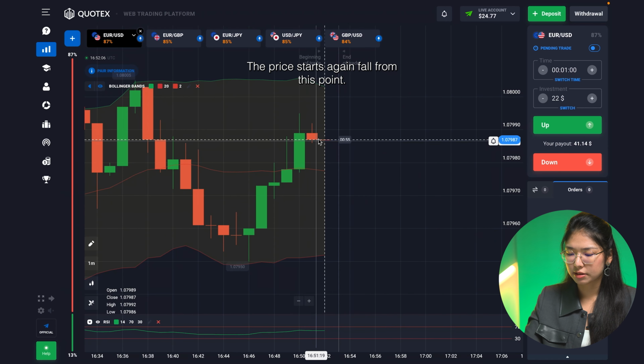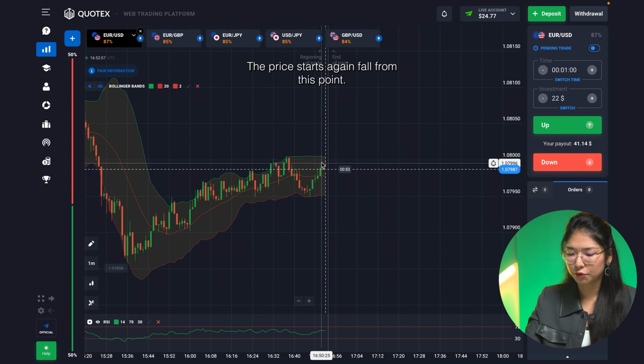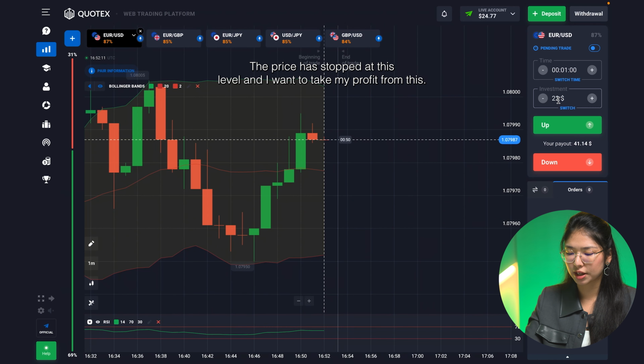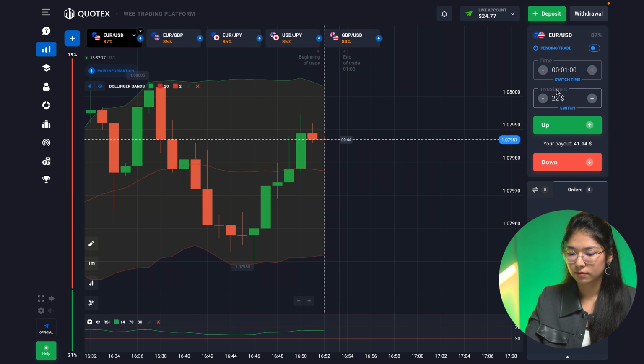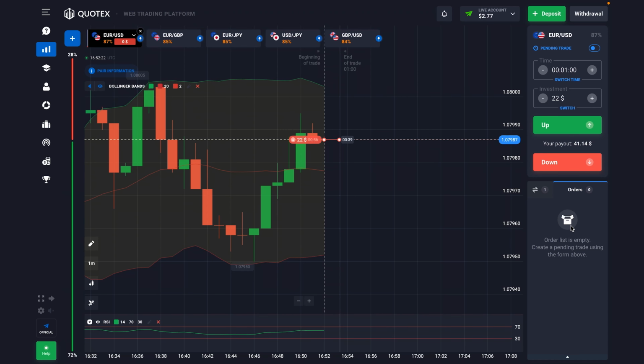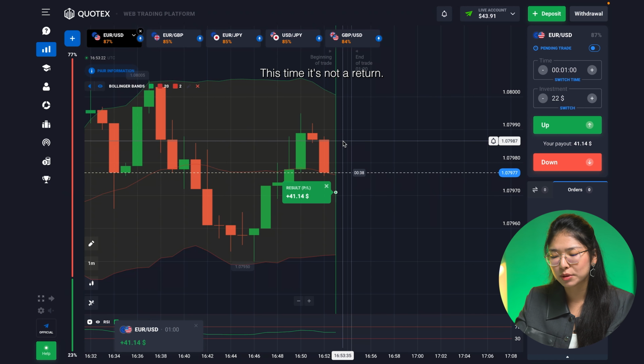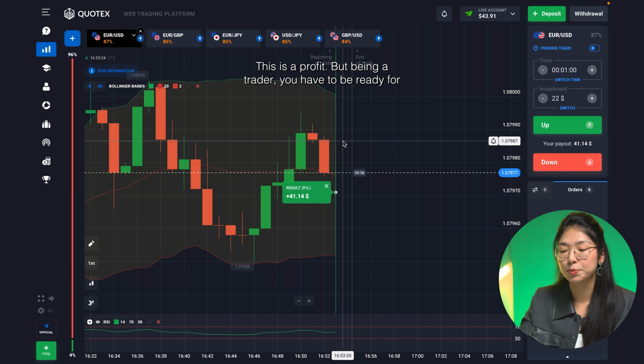The price starts again, falling from this point. The price has stopped at this level, and I want to take my profit from this. So $22 in my investment, and be ready for put option right now. Brilliant, guys. Can you see here? This time it's not a return, this is a profit.